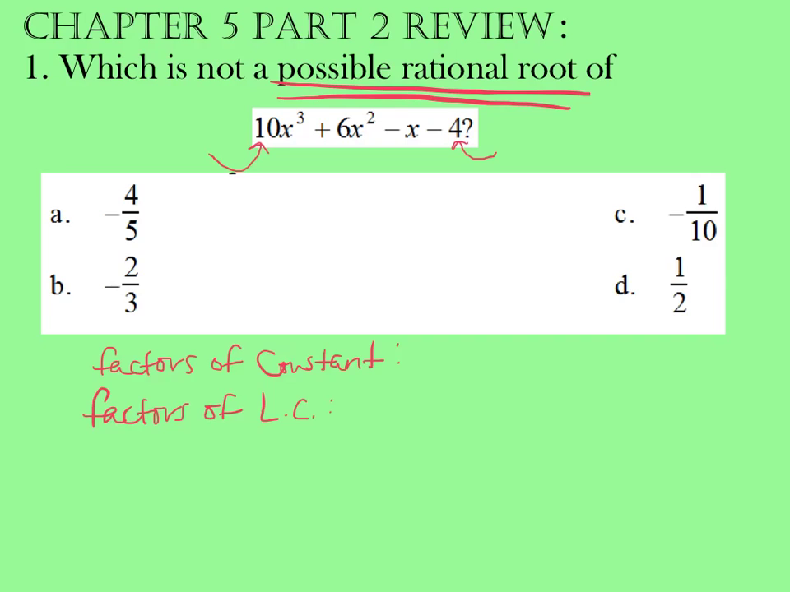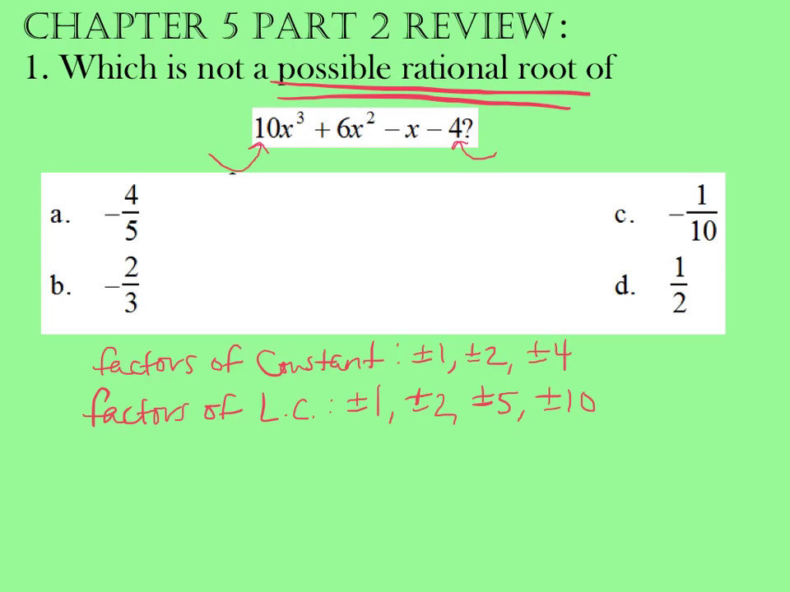So my factors of my constant, if my constant, again, is 4, my factors are plus or minus 1, plus or minus 2, and plus or minus 4. My lead coefficient is 10, so my factors are plus or minus 1, plus or minus 2, plus or minus 5, and plus or minus 10.